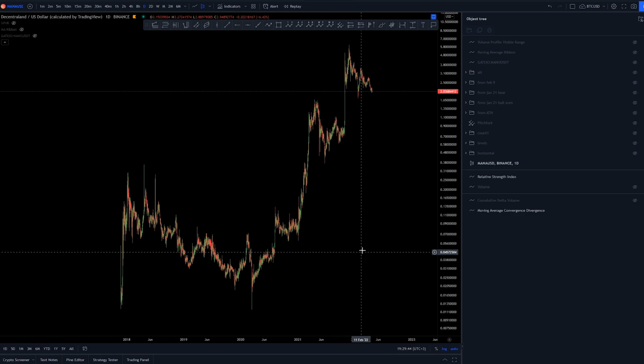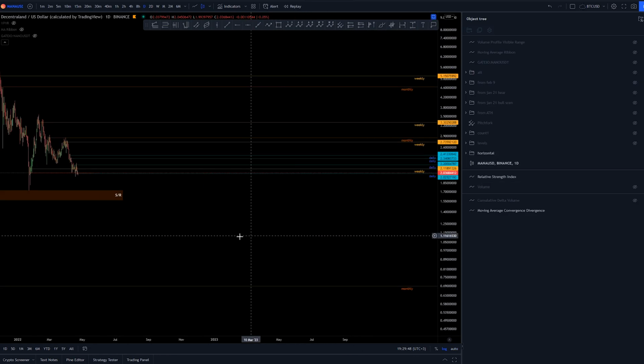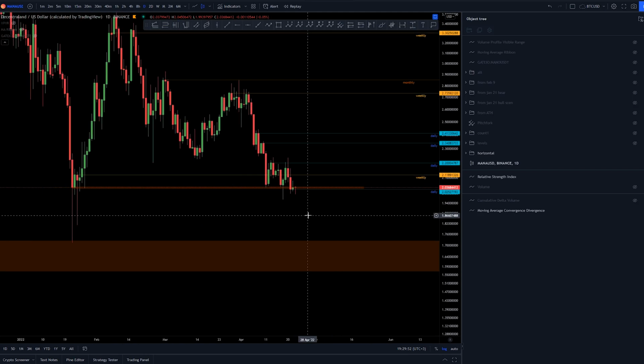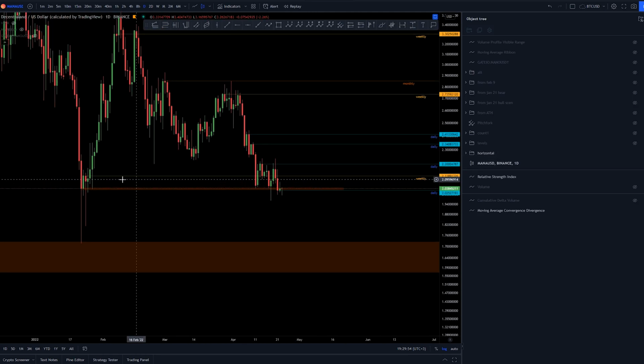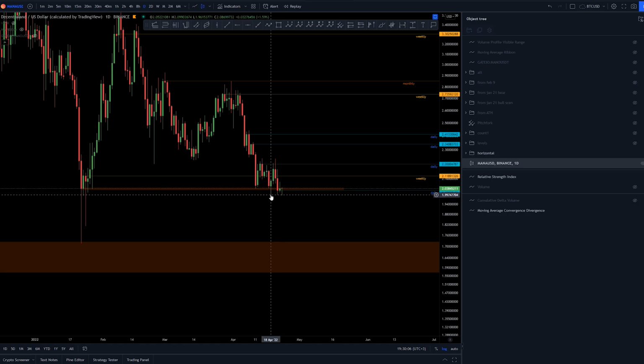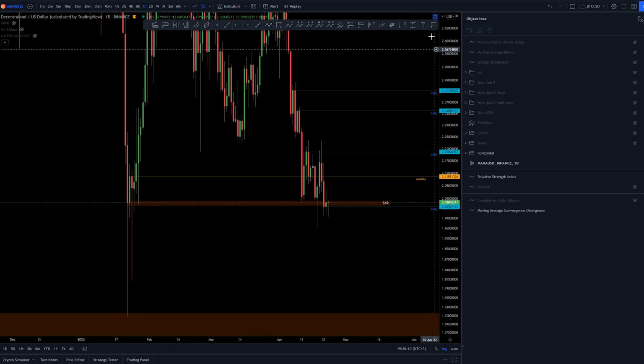So let's get going. First, let's start with the horizontal levels. Currently we are battling with some areas of interest. We had a daily low from the 23rd of January and we backtested that and held support a couple of times on the 11th of April and 17th of April. After that we wicked through but closed above, and now we're battling with that same area again.